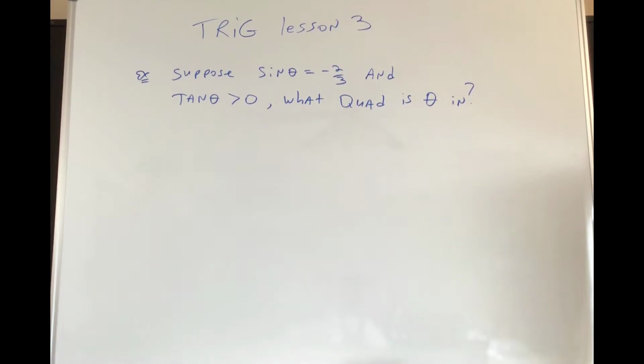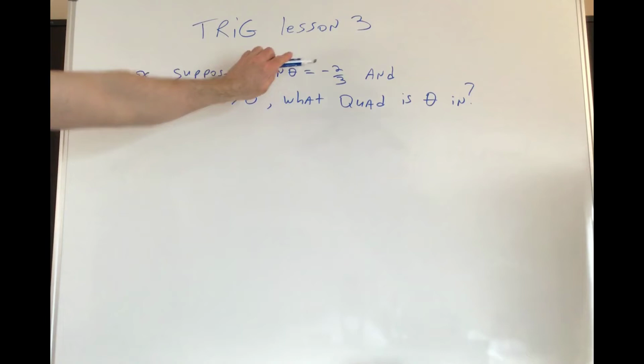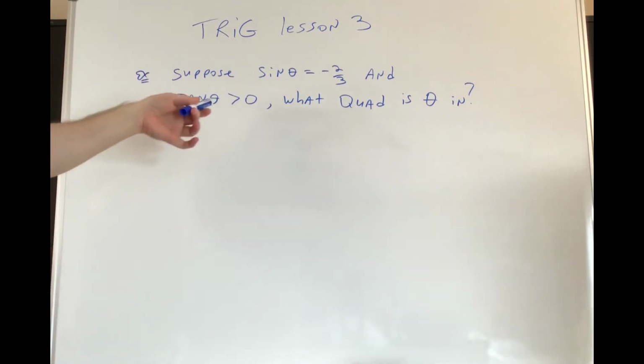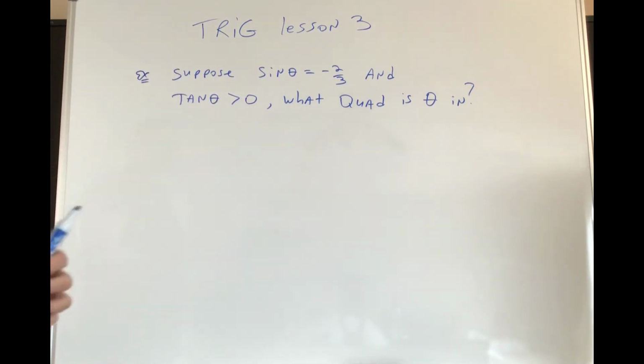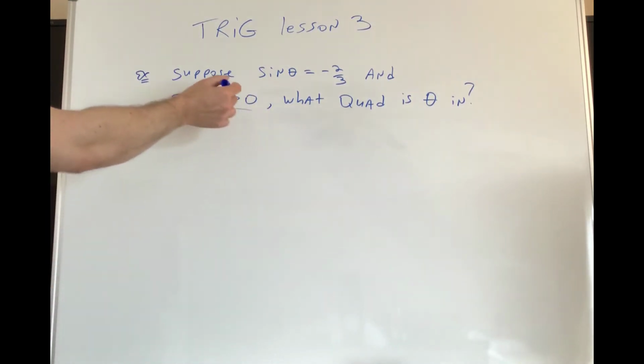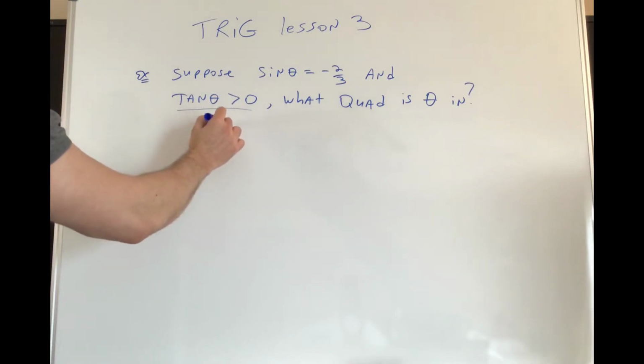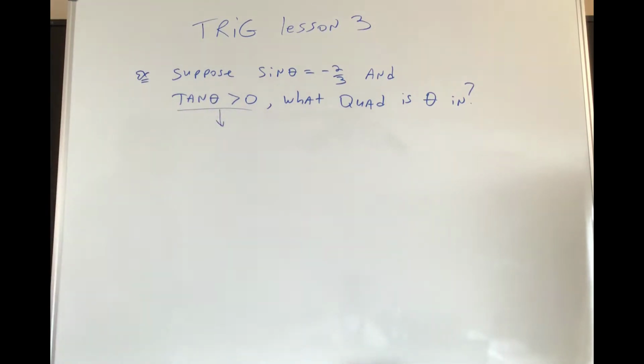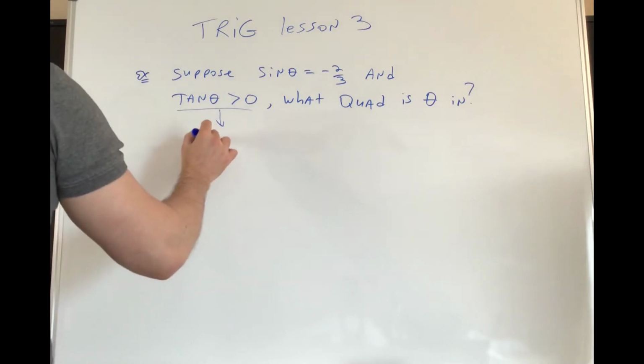Poof, there's your question. Suppose I told you that the sine of angle theta is negative 2/3, and that tangent is greater than 0. What is that supposed to mean? What quadrant is theta in? Well, first I need to figure out what this means. If a number is greater than 0, what's a number greater than 0? 1, 5, 100, 1,000,000. All the numbers greater than 0 are positive, right?